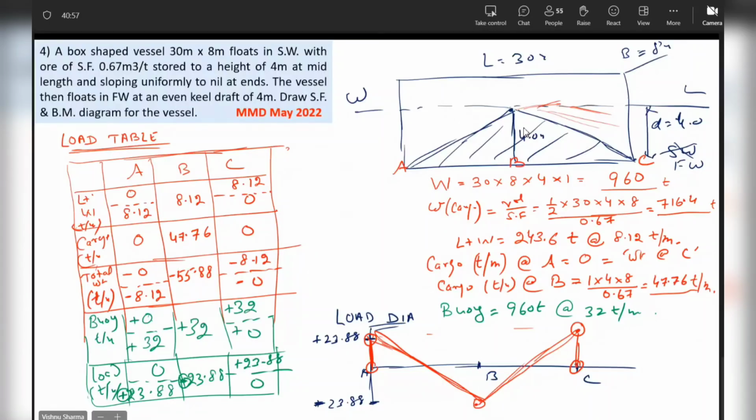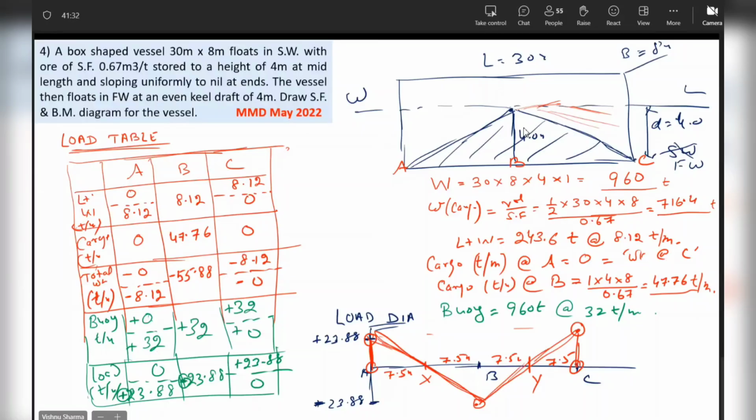What do we see in this case? The load diagram is crossing at 2 points, and so these will have to be taken for the SF. My ship is 30 meters long, divided into 4 parts, so each one of them will be 7.5 meters. Guys, the load diagram is done. Are you okay with the load diagram? Then I'll go to the next sheet and continue with SFBM. If you have any questions on the load diagram, please let me know.